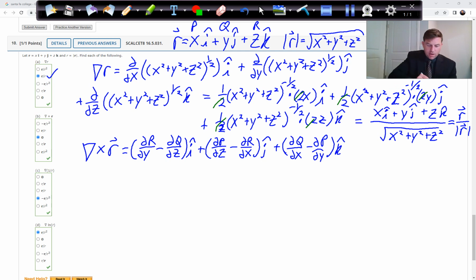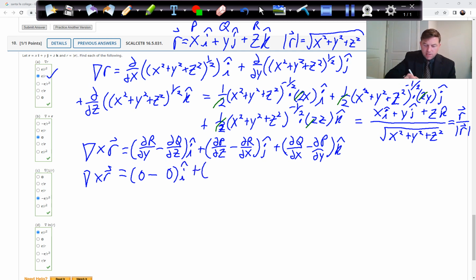So we're going to have dR/dy. Well, R is z, so the derivative of z with respect to y is 0. dQ/dz. Q is y, so the derivative of y with respect to z is 0.